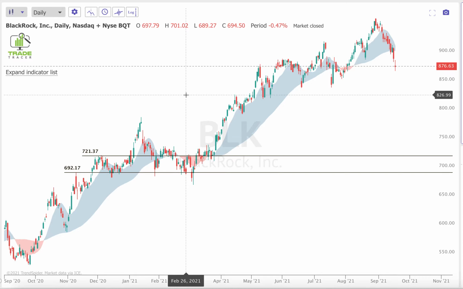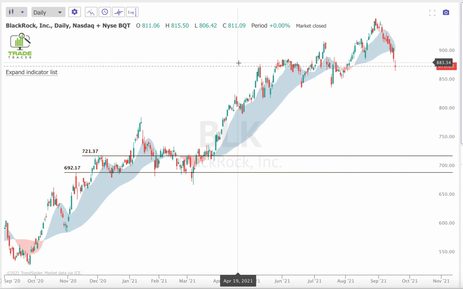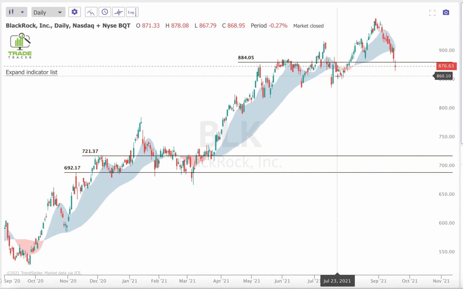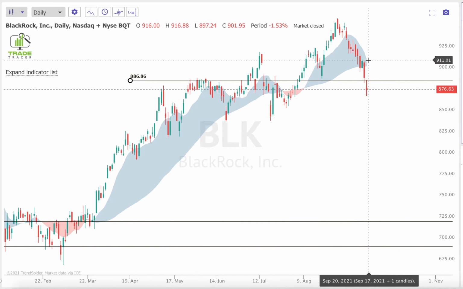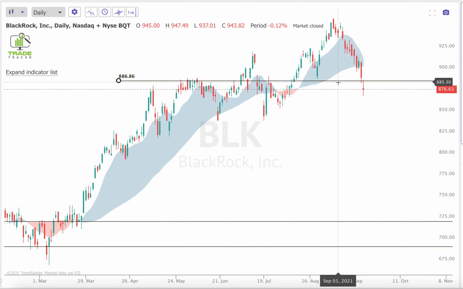Now you don't want to clutter your screen too much, because then you're going to have levels all over your screen and it's going to confuse you as to whether this is a level of support or resistance. Another level that I am identifying right here is this level around this 886 area. You can see we've had some price history knock on this level, broke out, came back through here, and then finally we broke down on BlackRock through that level.